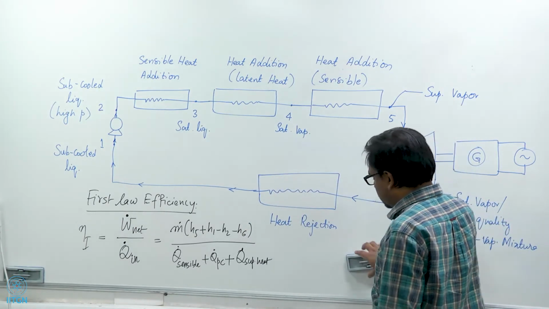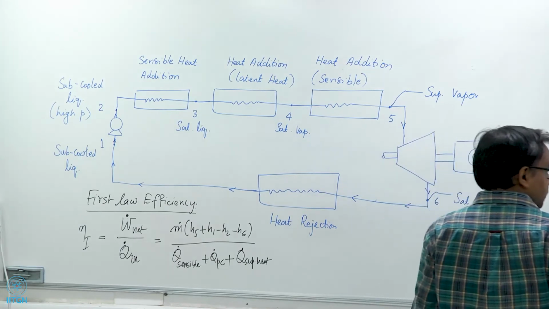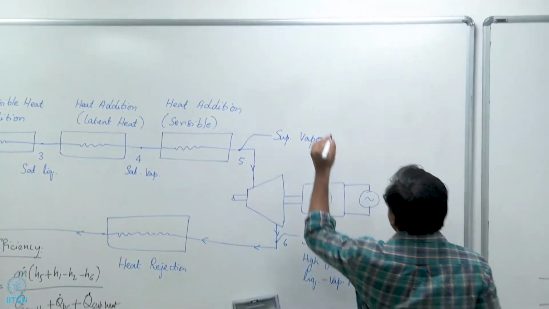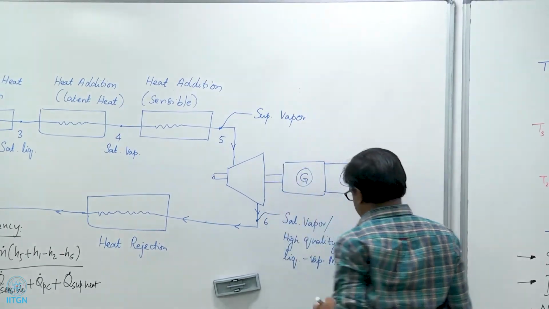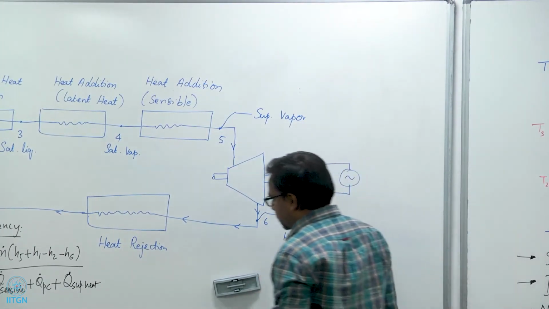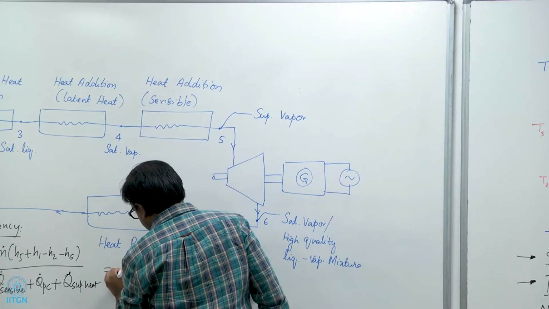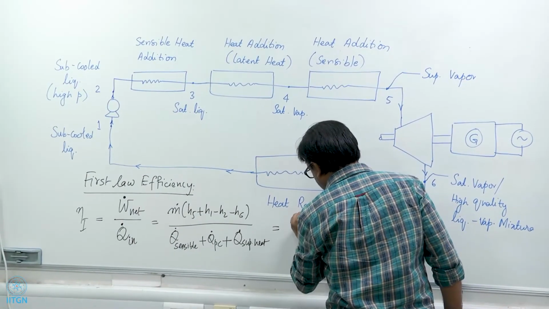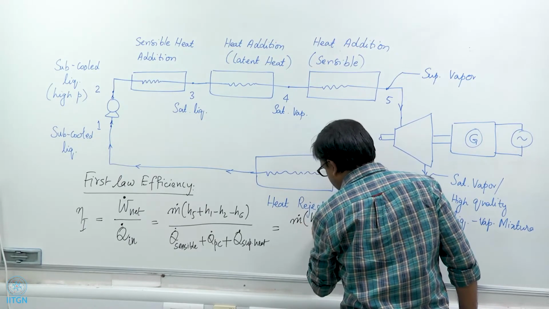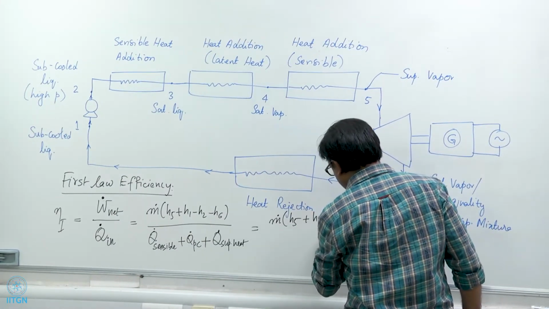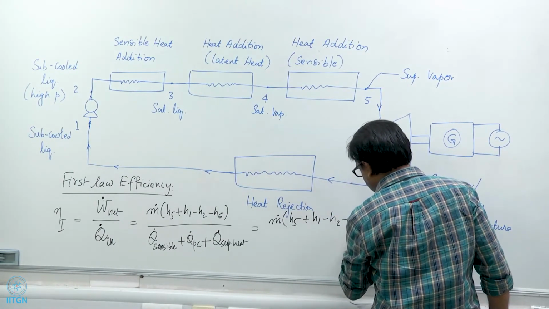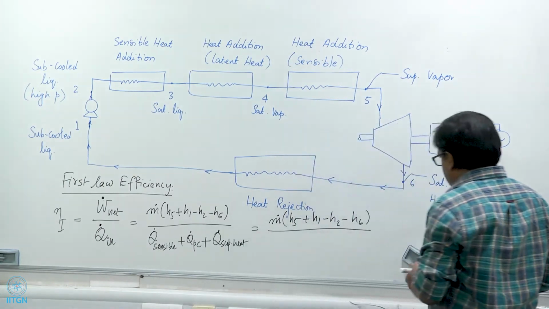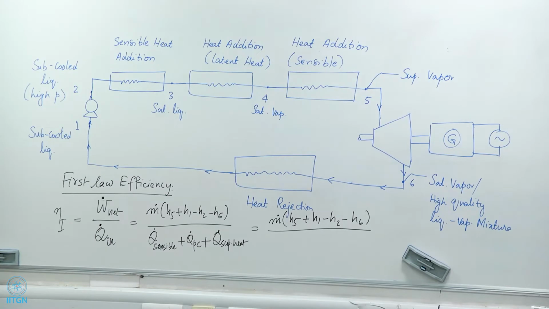Let me do that here maybe. Is there enough space, or maybe let me do it here only. This comes out to be m dot times H5 plus H1 minus H2 minus H6, divided by. So, let us come back here.